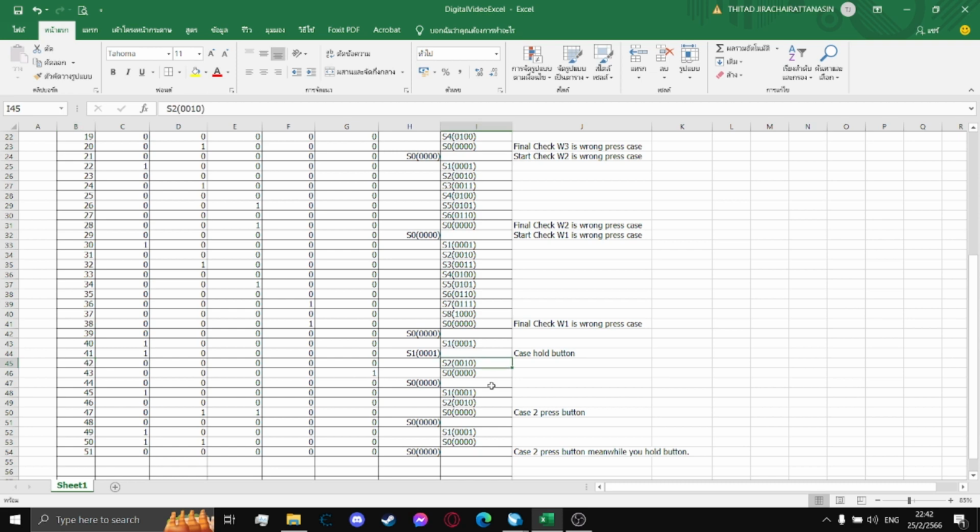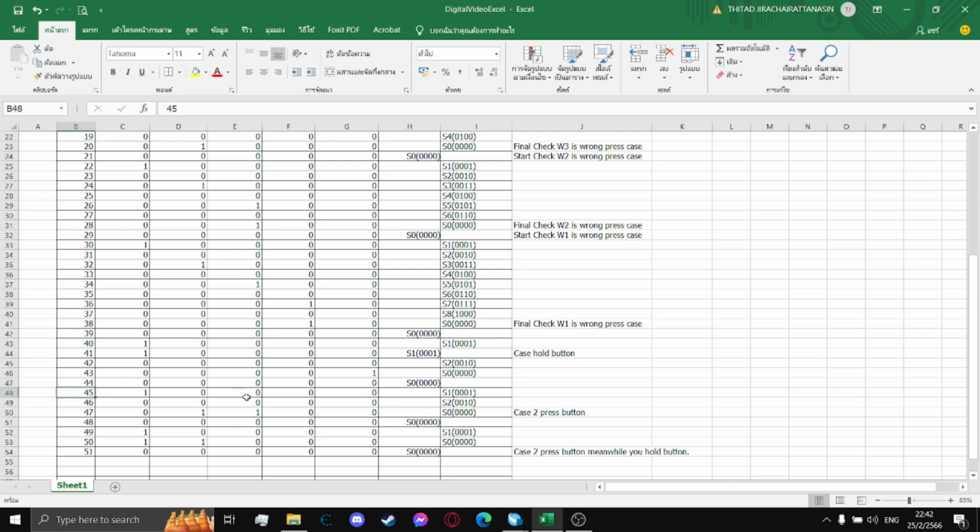And this will show that in the case of the hold button, we will reset it, go to the state 0. In the clock 43, reset the button by press wrong button, they will go to state 0. Clock 44, stay in the state 0.